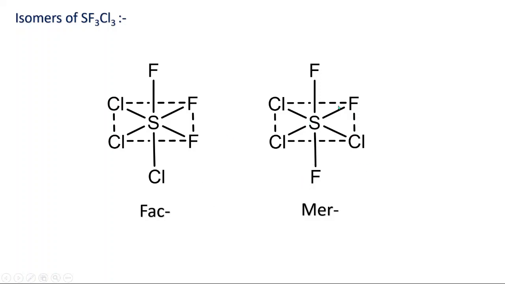Now if you see the meridional one, these 2 are in axial position and this is in equatorial position. These 2 are equivalent and this is another atom. So these 2 fluorines will give a doublet, and this 1 fluorine will give a triplet due to the presence of these 2 fluorines. So this will give a doublet and a triplet, while the facial gives only a singlet. By this you can differentiate which is the facial isomer and which is the meridional isomer. So this much is enough for spin-half nuclei.